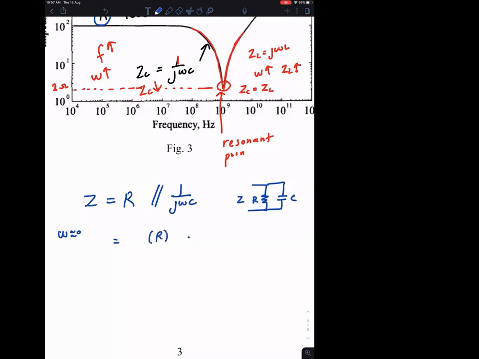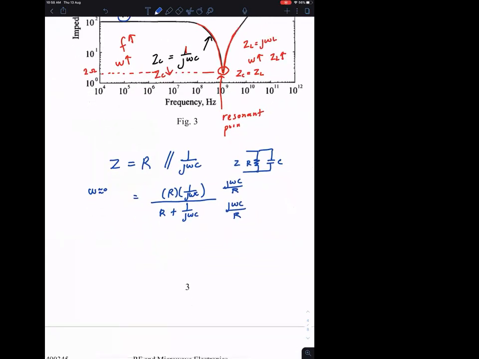R times 1 over j omega C divided by R plus 1 over j omega C. I'm just simplifying it by multiplying top and bottom by j omega C over R. That's going to give me 1 over j omega C plus 1 over R.